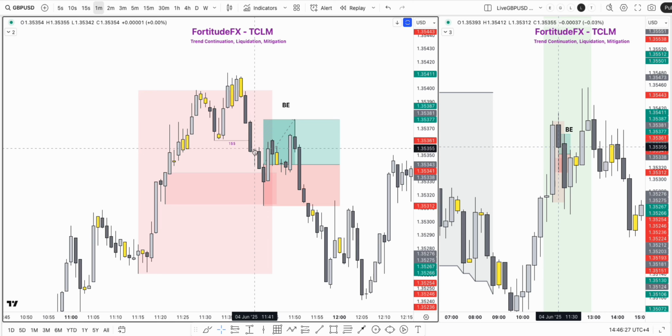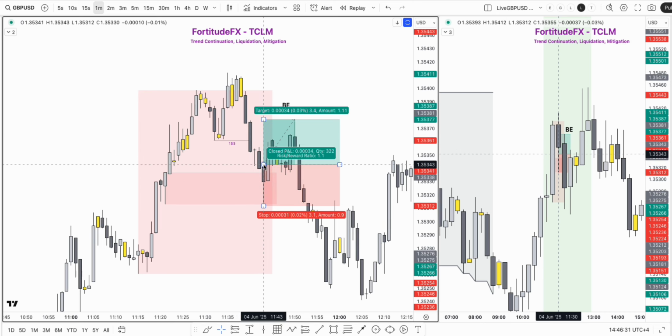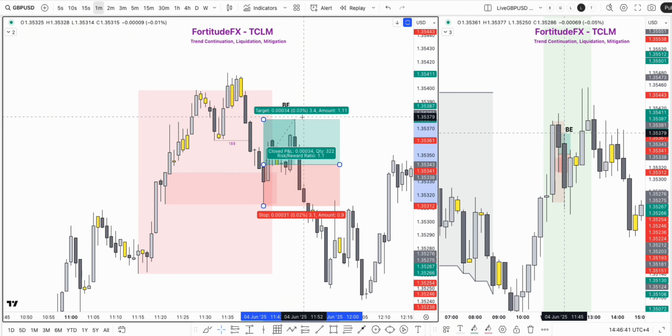I did not get any further entries until I mitigated my zone, and then I placed a stop order at the breakout of this last 1 minute bearish candle close. It tagged me in pretty strong, came back in, and then it took me out for a break even at 1 hour.